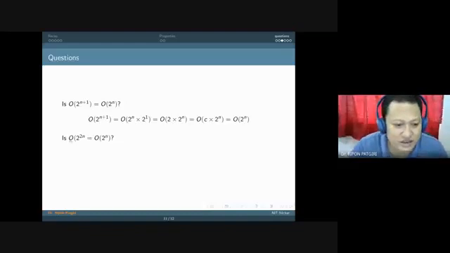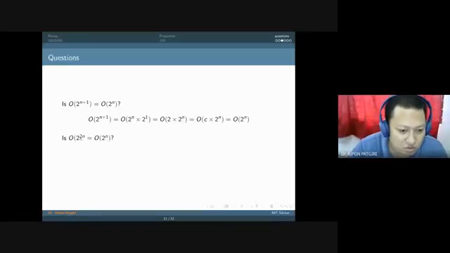Okay. And then here 2 is also constant here. Sorry, I need to put a bracket here. Okay. Is big O of 2 to the power twice n equal to big O of 2 to the power n? So 2 is a constant.